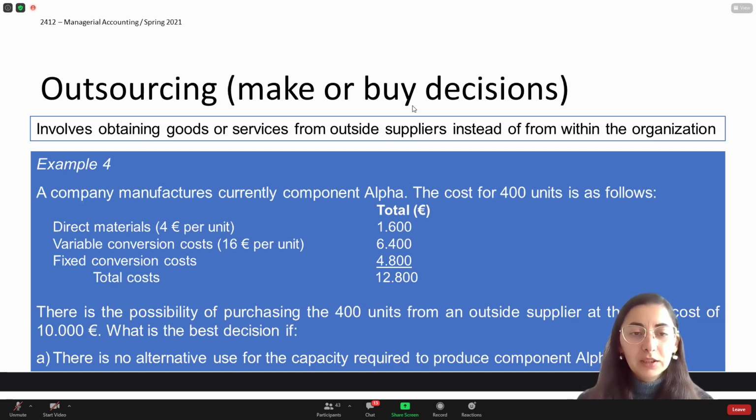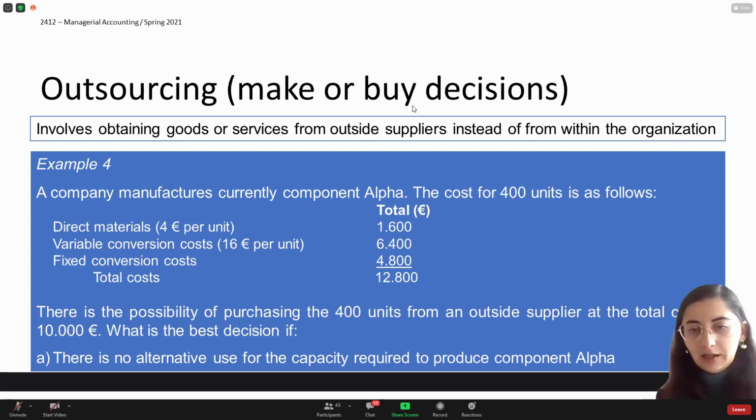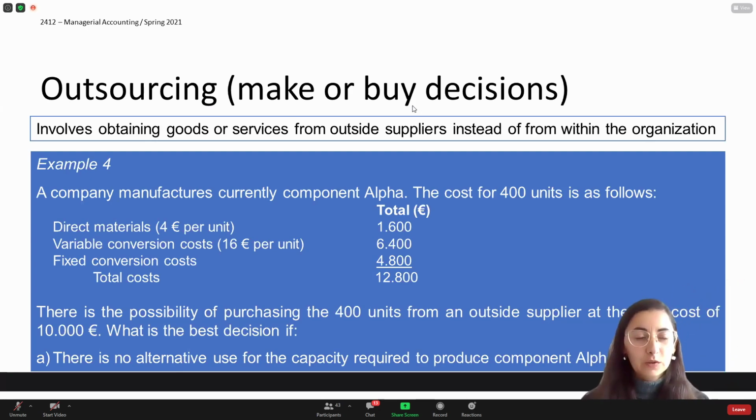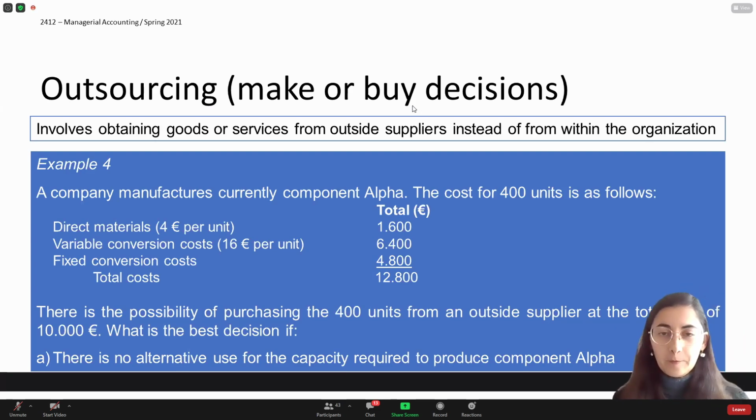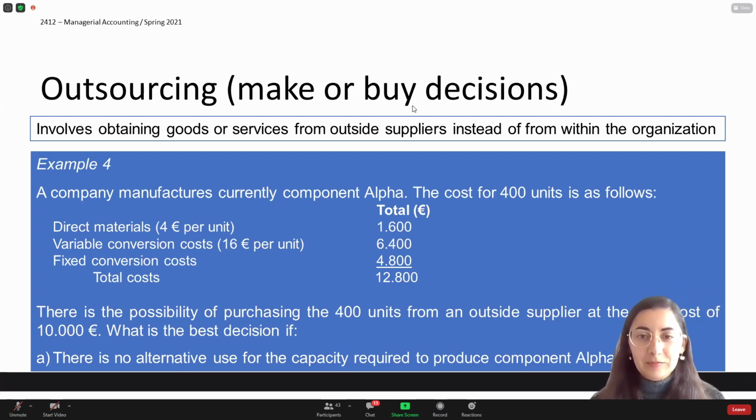Now, there's the possibility of purchasing these 400 units, the same quantity of units, from an outside supplier at the total cost of 10,000. What is the best decision if there's no alternative use for the capacity? So the fixed conversion costs stay the same. So then you would pay 14,800. So yes, it would be better to do it yourself.